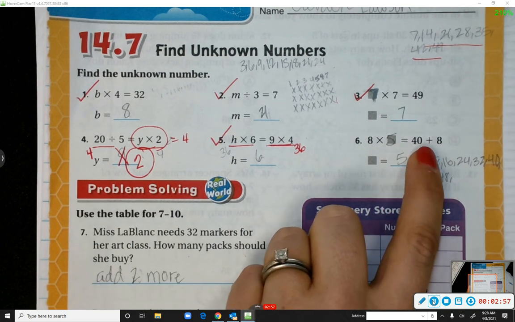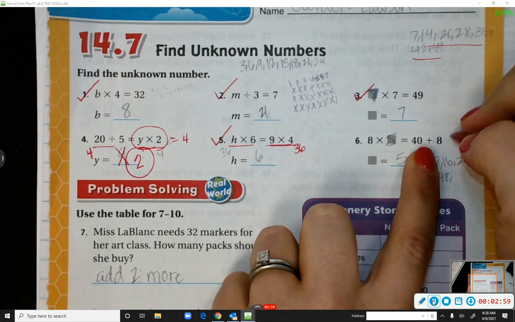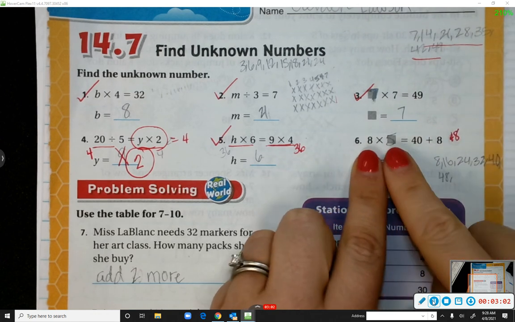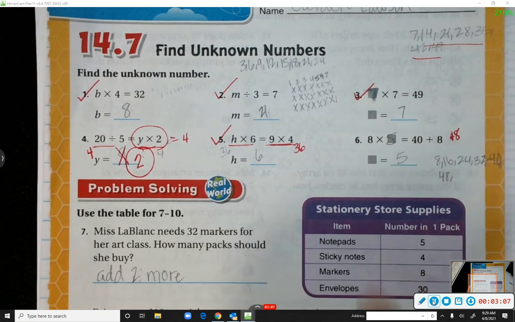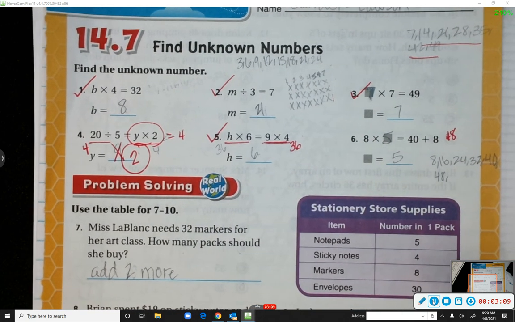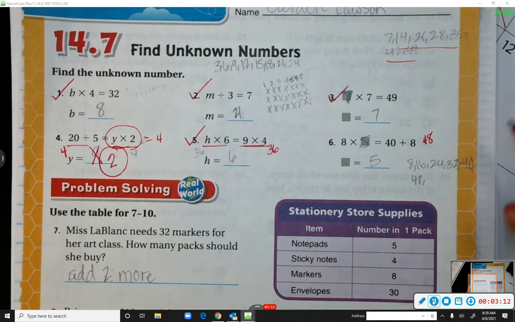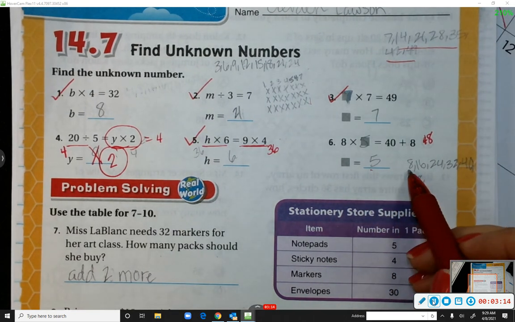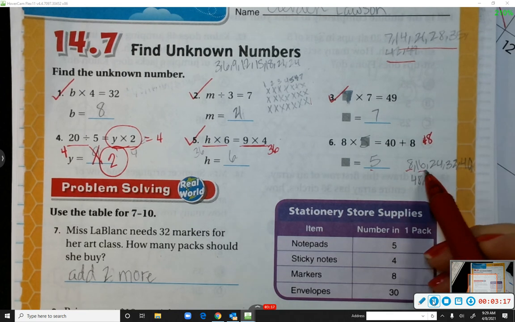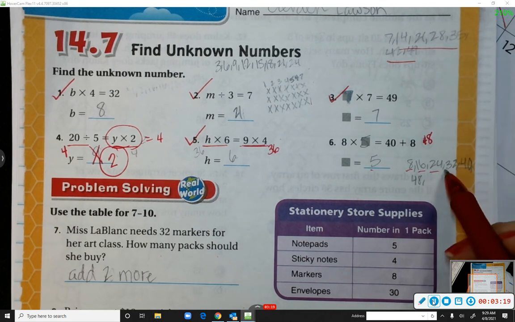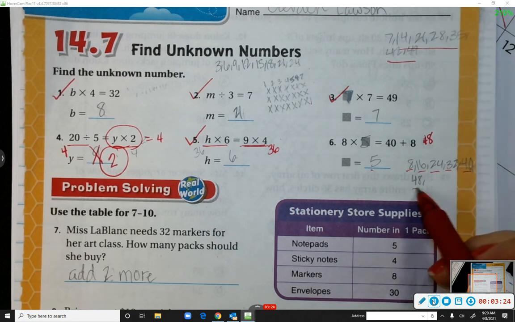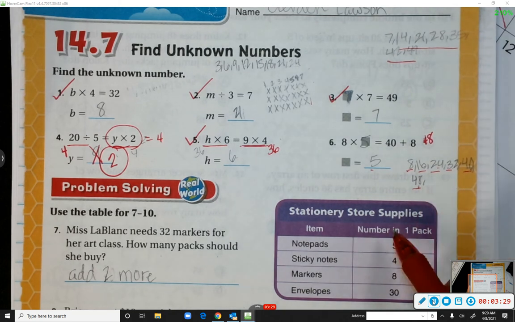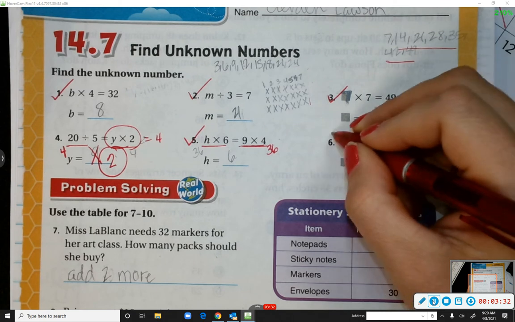Okay, so on this one we had to add 40 plus 8 first, which equals 48. So now this side needs to equal 48. So 8 times what gives us 48? Bryson? 6. She was off by 1, so she did skip count by 8s. 8, 16, 24, 32, 40, 48, 1, 2, 3, 4, 5, 6. So she did everything right. She just miscounted. So it should have been 6, not 5.